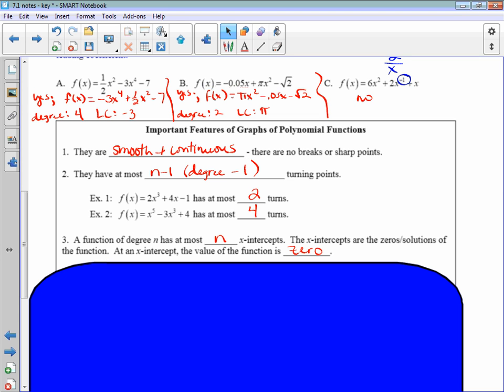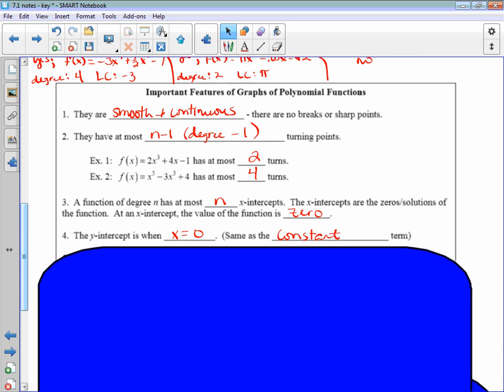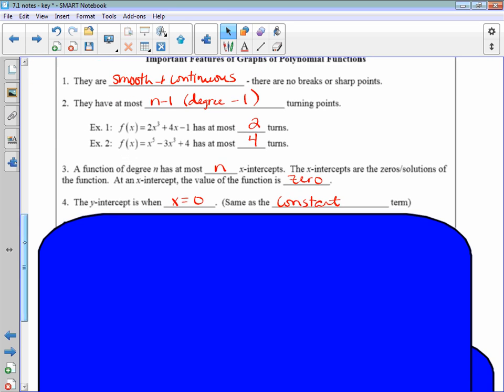And then at any x-intercept, we call that a 0 because that's your y value if you're on the x-axis. Your y-intercept, you find that by plugging a 0 in for x. It's always going to be your constant term. Sometimes your polynomials will be in standard form, sometimes they'll be in factored form, so you may have to plug in your 0 to find your y-intercept.